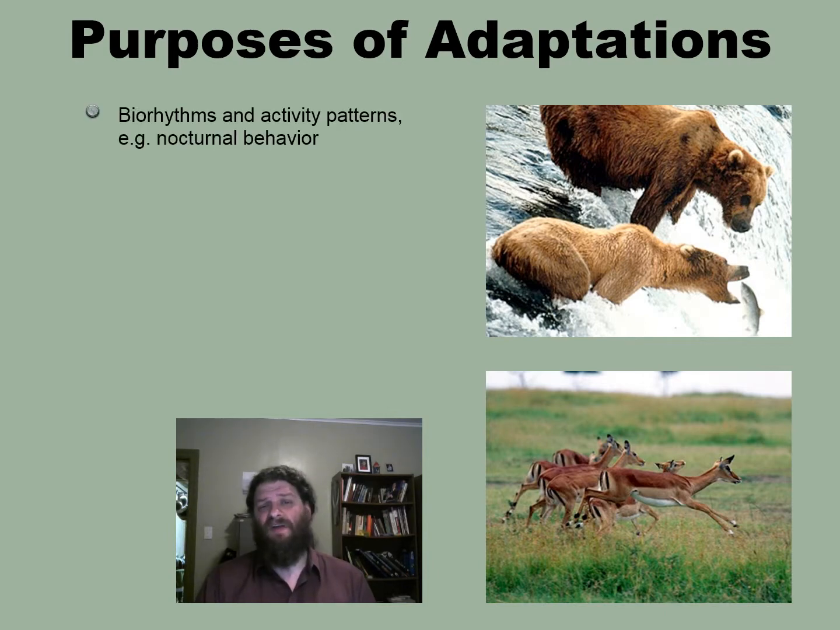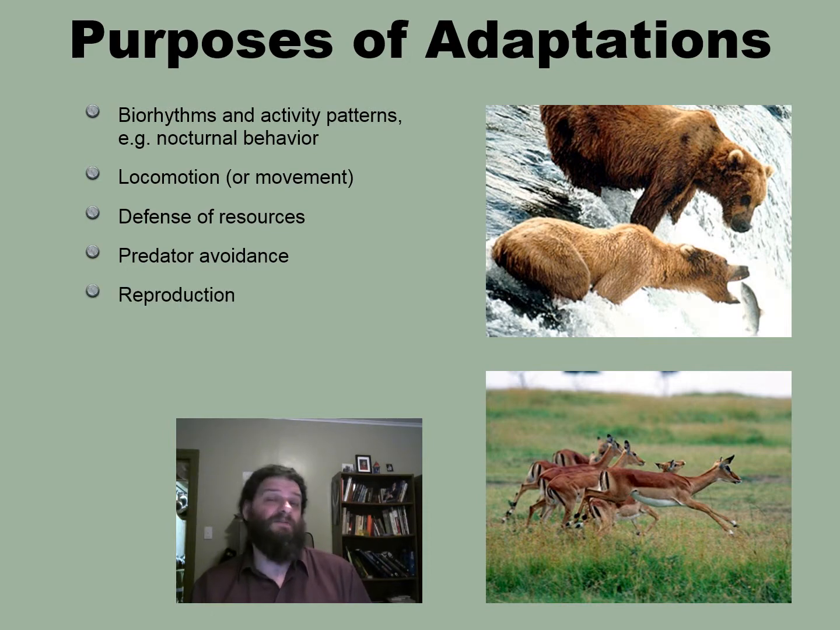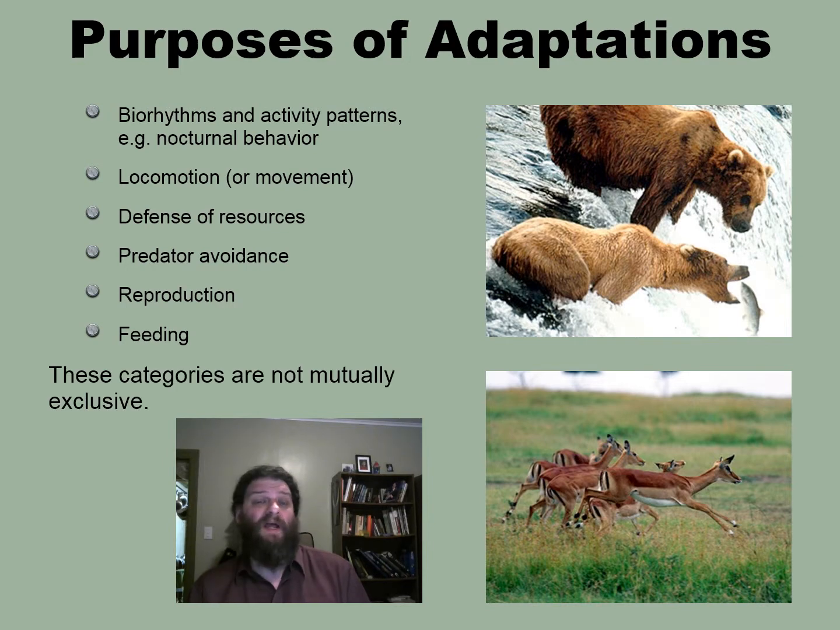Organisms have adaptations like biorhythms and different activity patterns and different ways of moving and different ways of defending the resources that they have available to them, as well as defending their lives from becoming food. Different adaptations will allow them to breed better, to feed better, and all these categories aren't necessarily mutually exclusive. Some things that allow you to locomote better are going to allow you to breed better as well.